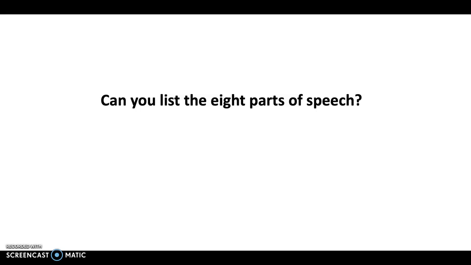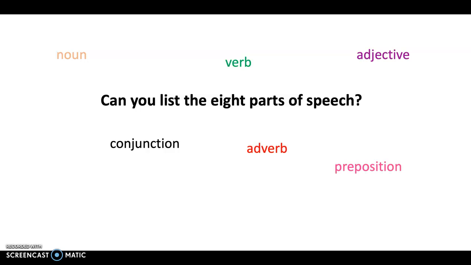The 8 parts of speech are nouns, verbs, adjectives, conjunctions, adverbs, prepositions, pronouns, and interjections.